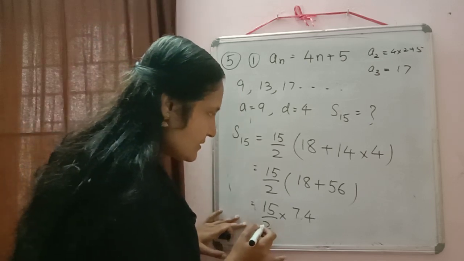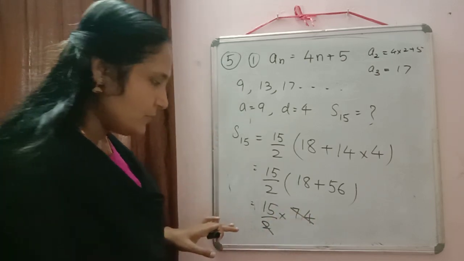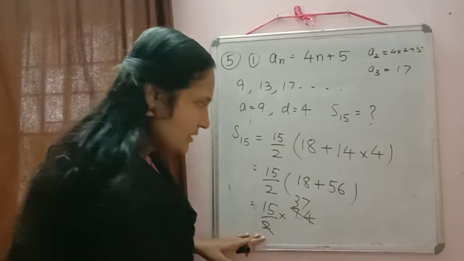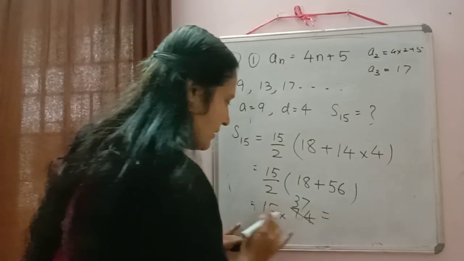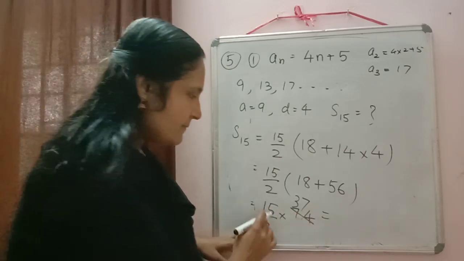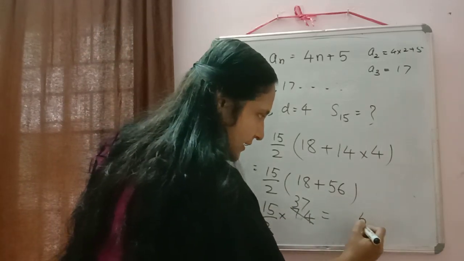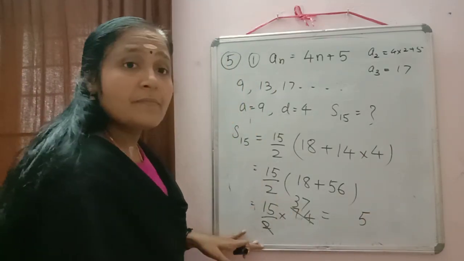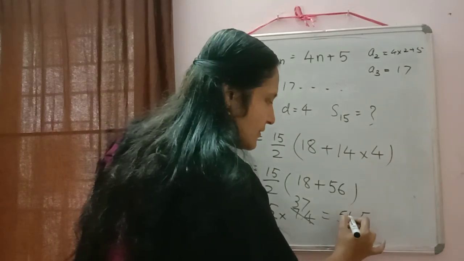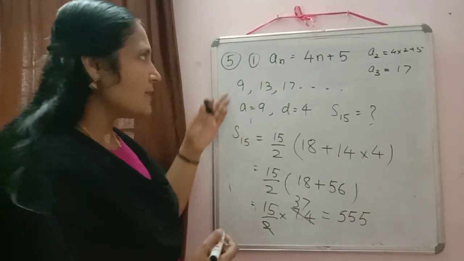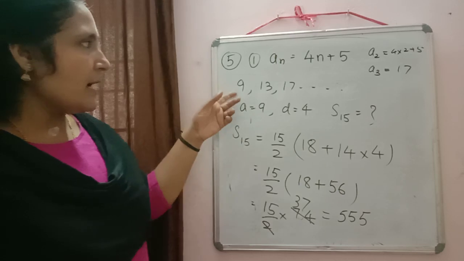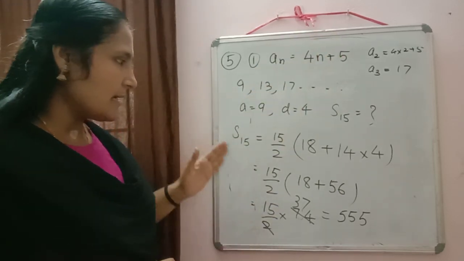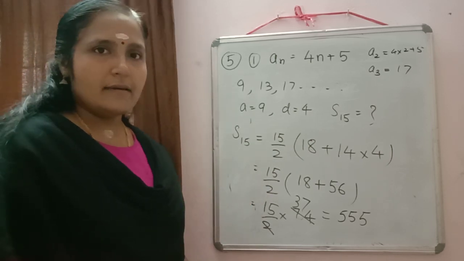And 74 is divisible by 2. So we can cancel it by 2. So we'll get 2 3s are 6 and then 1 remainder. So 37. Now what we will do? We'll multiply 15 and 37. 15 7s are 105. So 5. Carry over 10. 15 3s are 45 plus 10 will be equal to 55. So nth term was given. We have calculated the AP by substituting n is equal to 1, 2, 3, 4 and then we calculated S15.